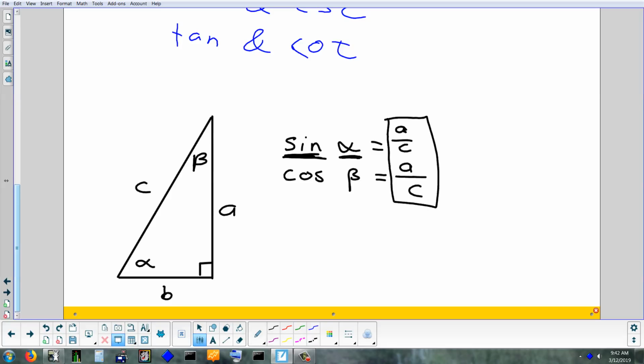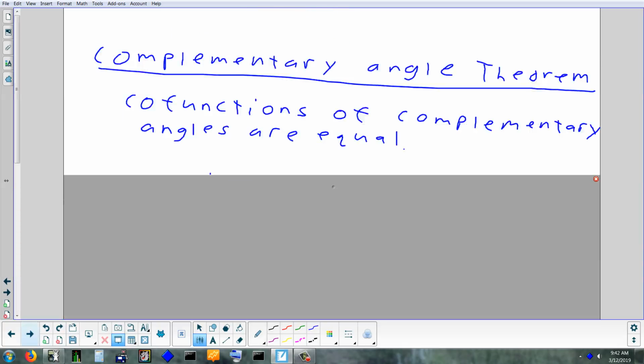And that will always happen if you do the two things that I did. You first pick a cofunction, and then pick an angle that's complementary. Cofunctions, complementary angles. Okay? They always come out the same. And that's called the complementary angle theorem. It says that if you've got two cofunctions, and you've got two angles that are complementary, the answers come out the same.